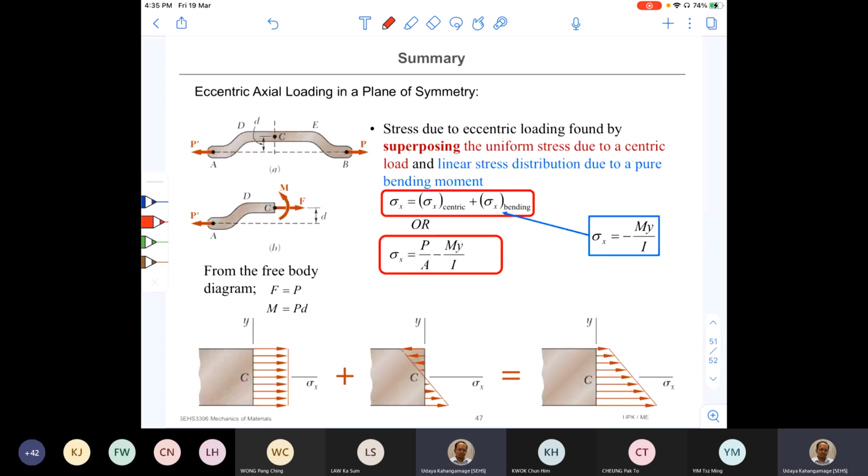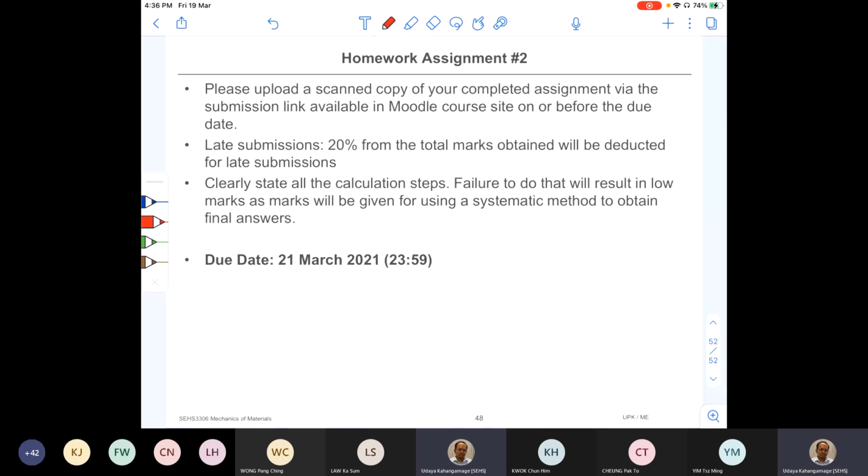Okay, and now we learn how to define the stress state when the eccentric load is applied. So we simply combine our knowledge about axial loading and pure bending. And then we define the total stress state by superposing the stresses for individual loads. Okay, that's it. And then you have a homework based on what we have learned so far.